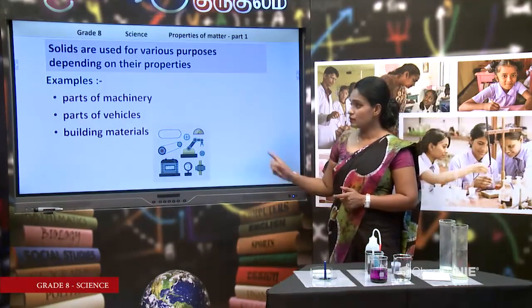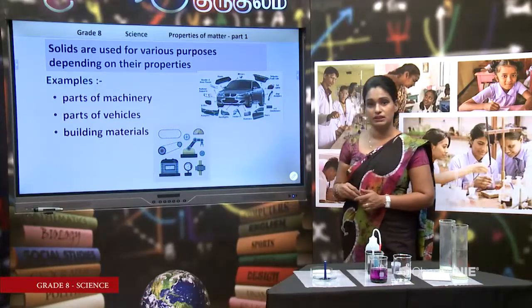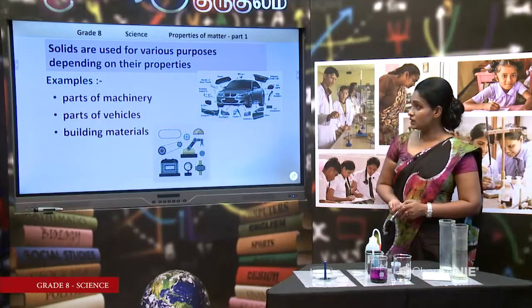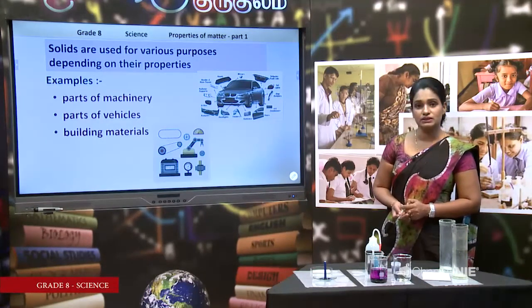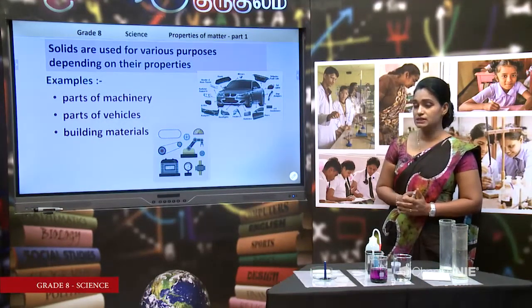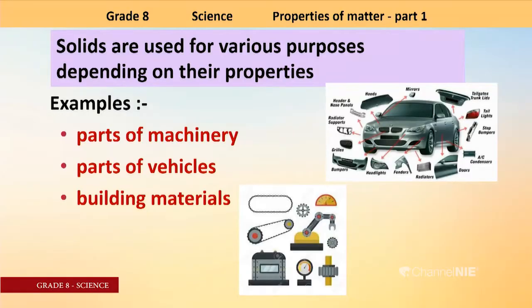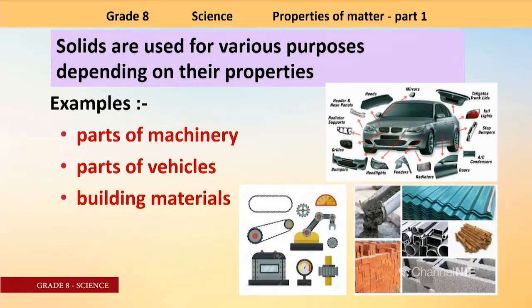Then the second one is parts of vehicles. Here you know almost all the parts in a vehicle are made out of solids. That is also because of high density and low compressibility. Then at last, building materials, you know, so many building materials are made out of solid matter.